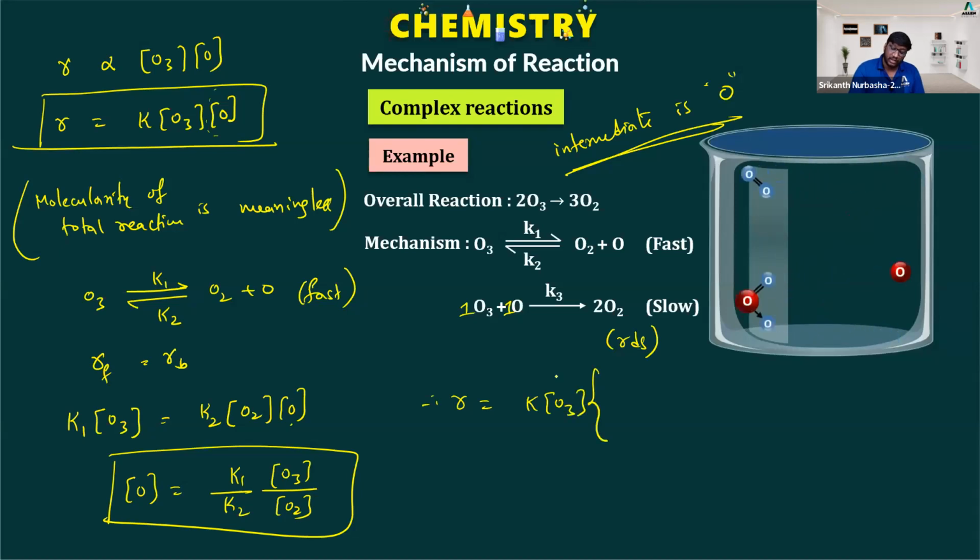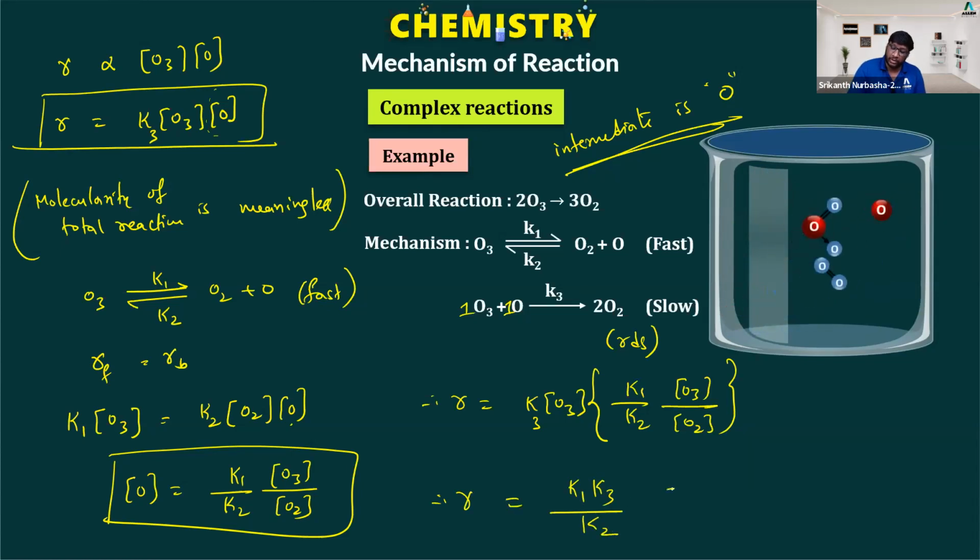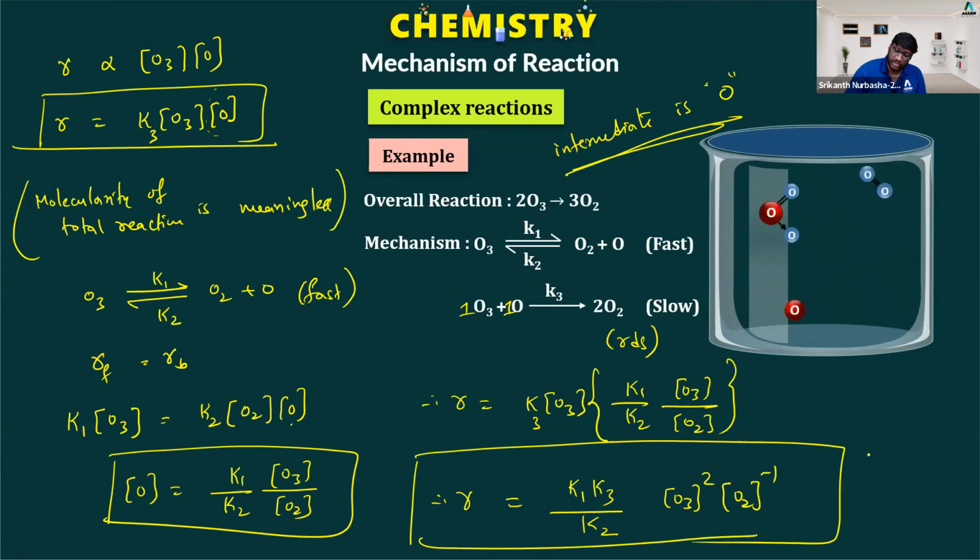Like this is K3, right? Here they have given K3. K3 into concentration of O3 into concentration of O, which is K1 by K2 into concentration of O3 divided by concentration of O2. Therefore, rate of reaction R is equal to K1 K3 by K2 into concentration of O3 power 2 into concentration of O2 power minus 1. This is the ultimate rate expression for this complex reaction.